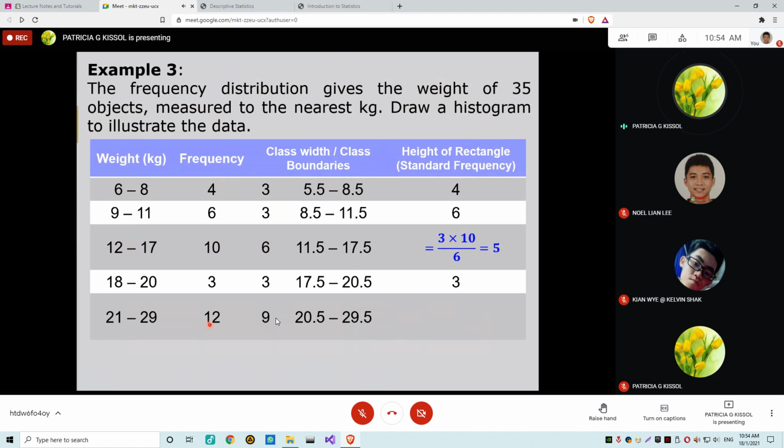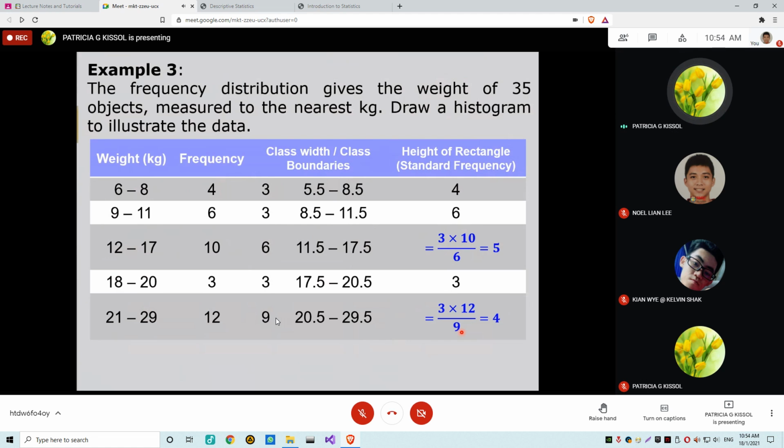Okay, but for this, look here, 21 to 29, the frequency is 12, but the width is 9. So how do we calculate it? Based on this formula, 3 times 12 divided by 9, and that would give you 4. So this is what you need to calculate.